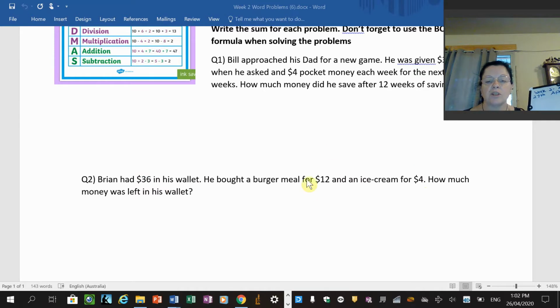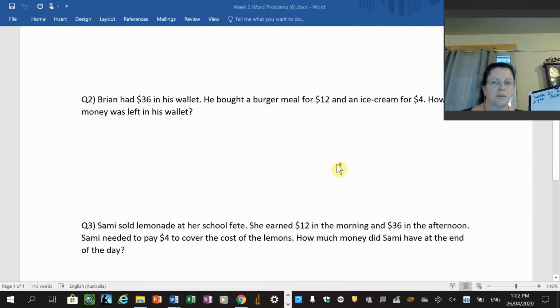So what operation are we using for these two with that one? We're taking away. But we need to work out the total of how much we're taking away first. So we put the total in that he's got, and then we say we're going to take away. And what are we taking away? We're taking away the 12 for the burger plus the $4. So we work out our brackets first, 12 plus 4, and then we take it away from 36.